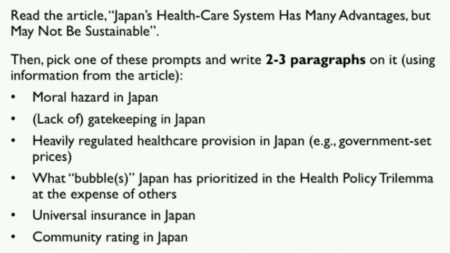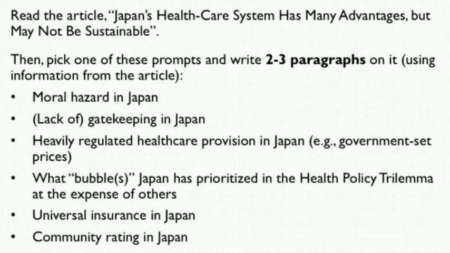Another possible prompt is you could talk about the heavily regulated healthcare provision in Japan. Recall that one of the features of the Bismarck model is heavily regulated private healthcare provision, and specifically the heavy regulation often comes in the form of government set prices. So the article also talks about how the government set prices in Japan have impacted things.